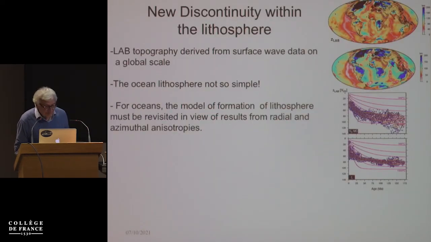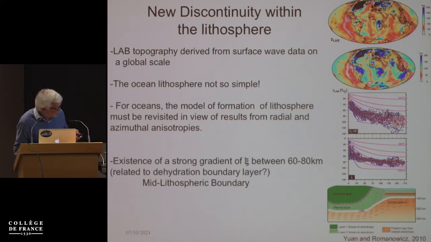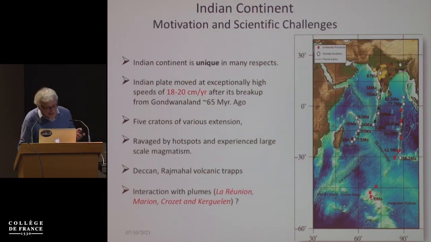So let me try to go further, and from oceans, I will move to continents. What is important at this stage is that we have shown that the structure of oceans and continents is not so easy. So we wanted to look at a specific case, which is the Indian continent. The reason for that is that there was also a debate about the Indian continent, because this Indian continent is unique in many respects. Before the collision with Asia, it moved at about 20 centimeters per year after its breakup from Gondwanaland.